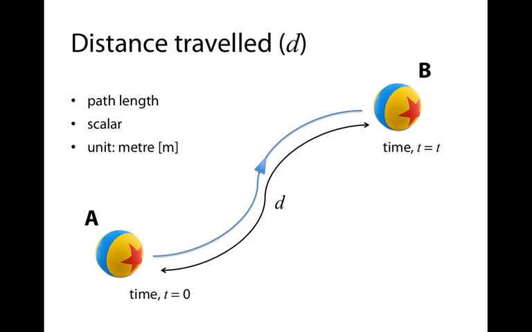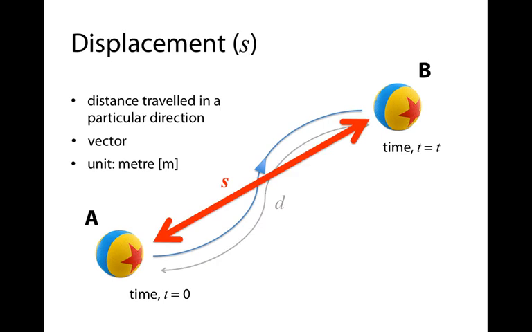Now the distance travelled by the ball, also called the path length, is a scalar quantity, measured in meters, and it simply is that distance. Imagine measuring it with a tape measure or some other measuring device. That will give you the distance travelled.